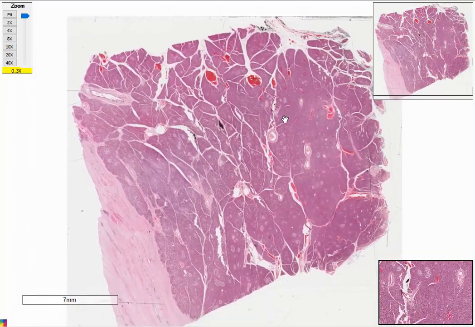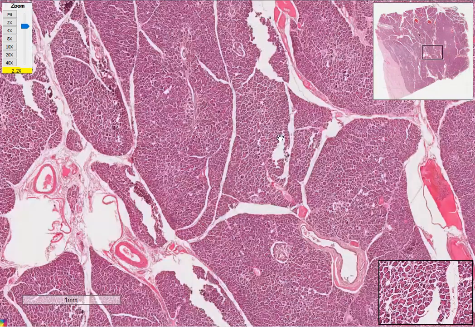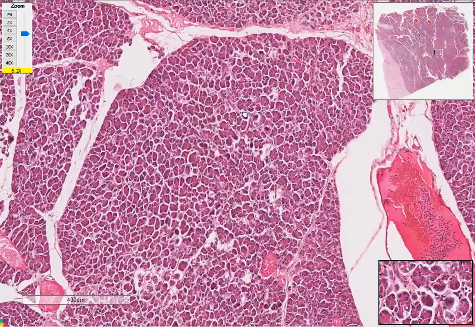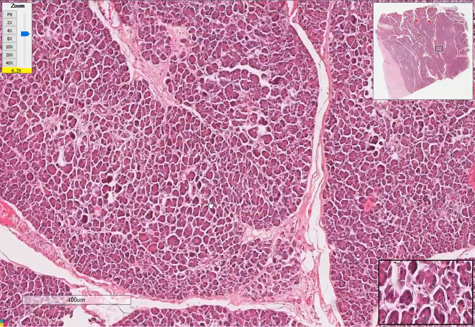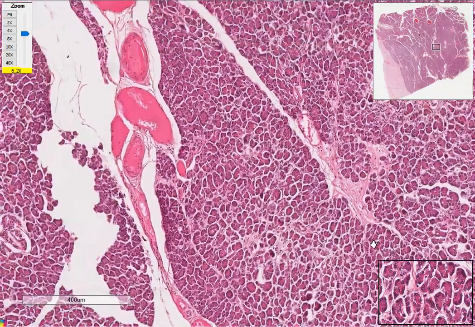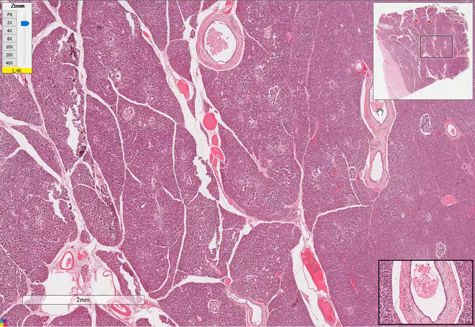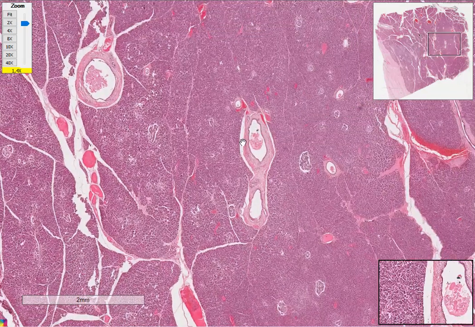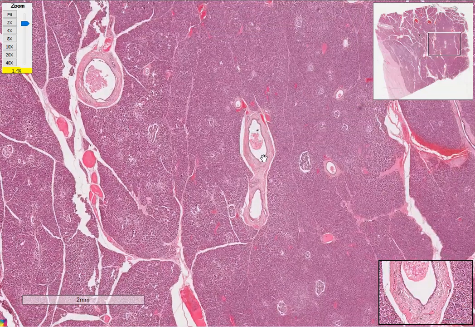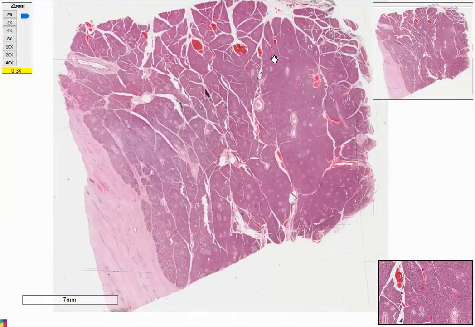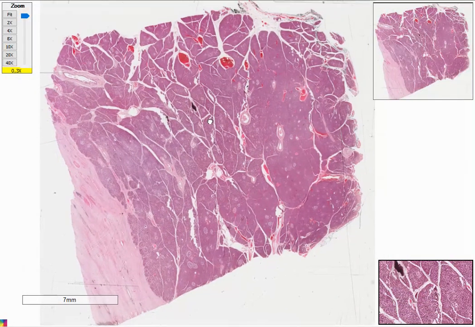Then just another thing to note is that tumors may arise from the pancreas, and you may get an adenocarcinoma, which usually arises from the ductal system. So that's just something to keep in mind. So that's about it with the pancreas.